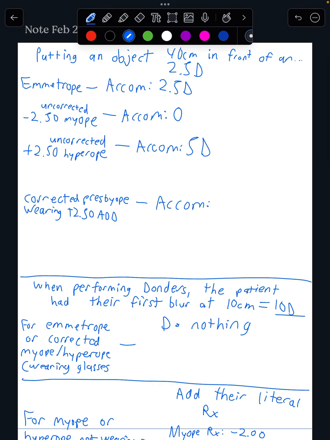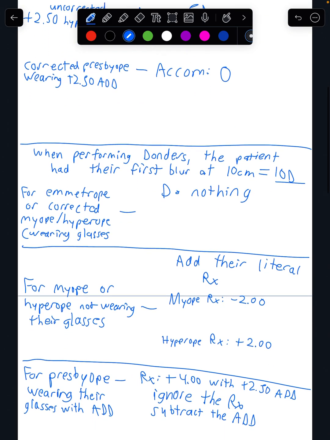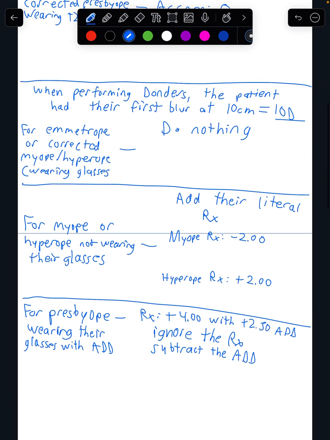And finally, we have a corrected presbyope wearing a plus 250 add. So anyone corrected, like either a myope or a hyperope that's corrected, has their eye at the same strength as an emmetrope. So this patient has the same strength as an emmetrope, but they're wearing a plus 250 add, which gives their eye additional strength. In which case, this patient would also not have to accommodate to see that object. You don't need to understand all that. The main thing you need to take away from this is this right here.